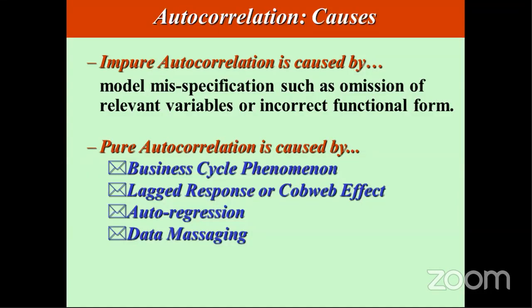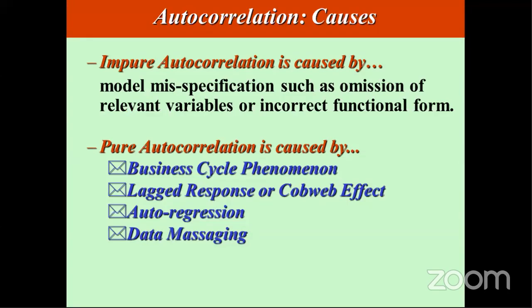So that is related to types. In case of types, we have three important types. The first is pure and impure. The second is first order and higher order. The third is related to positive and negative autocorrelation. Then, having the knowledge of the nature and types of autocorrelation, the next question which arises in our mind is why this problem is present in our regression model, why it arises. There are different reasons for this.